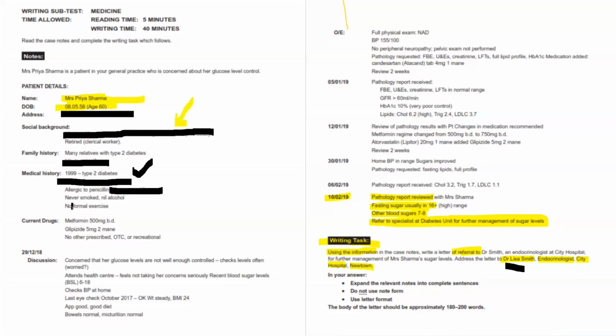Never smoked, nil alcohol. Is it important? No, it is not important. In your writing, if you didn't mention this point, you will consider that this patient is a non-smoker. So you can mention that this patient is a non-smoker, or you can omit this. What about no formal exercise? Yes, sedentary lifestyle is important to mention. Yes, we can include this.